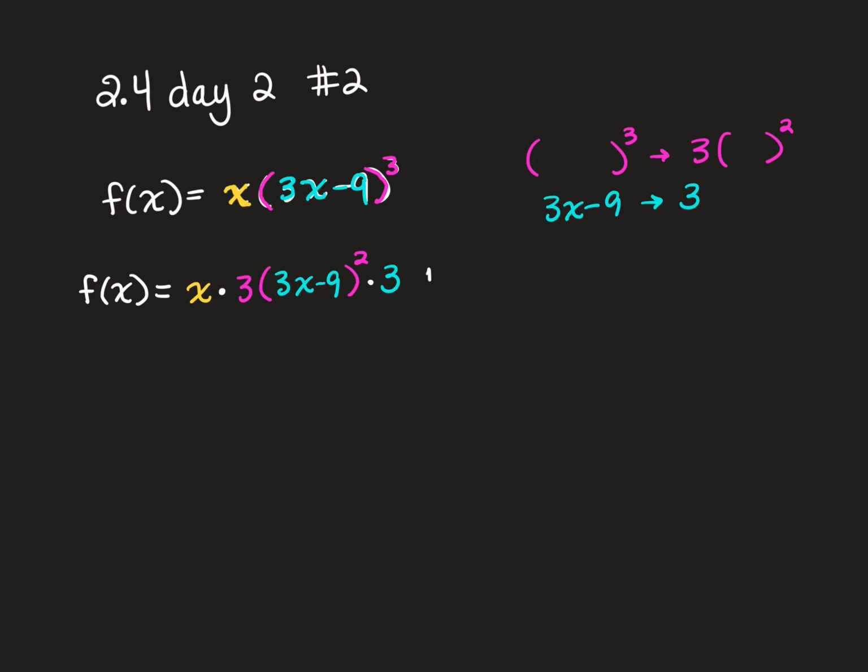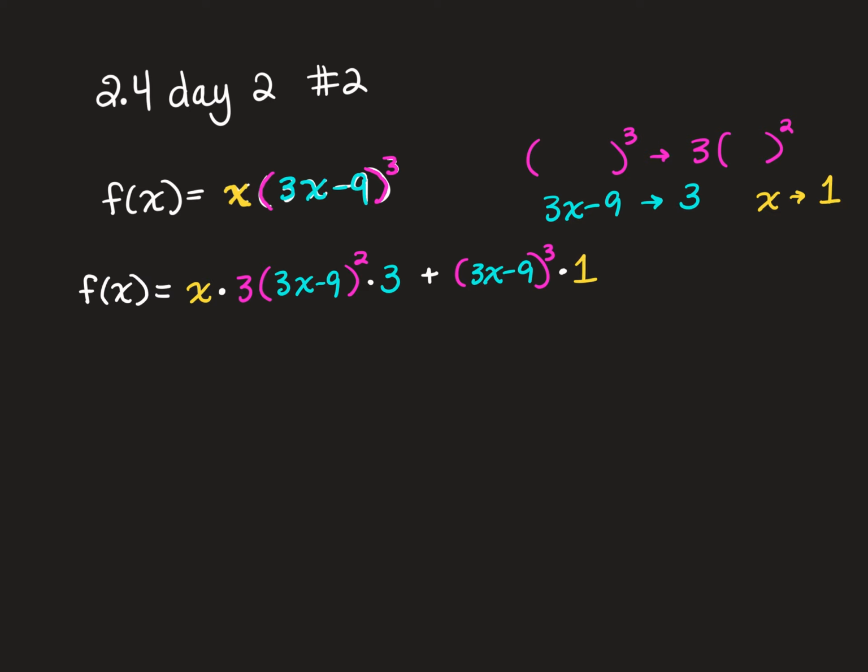So the second part of this product rule says now we take the second function times the derivative of the first function. Well, the derivative of x is just 1, so times 1.